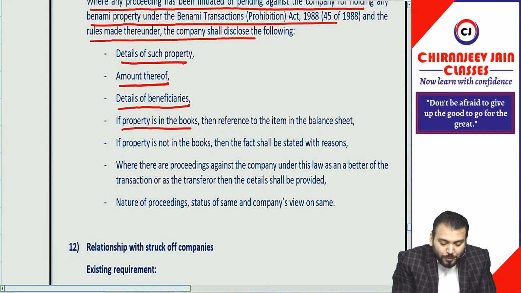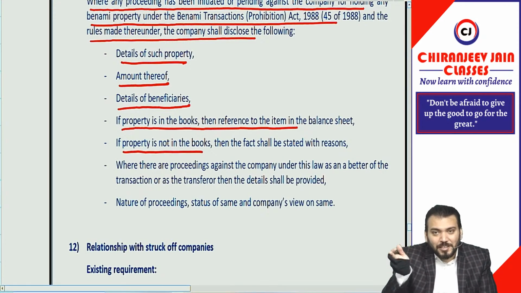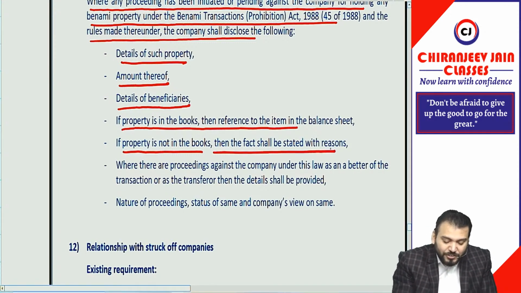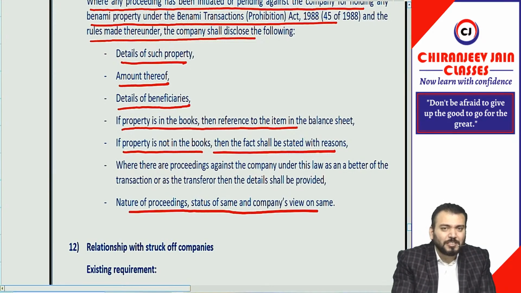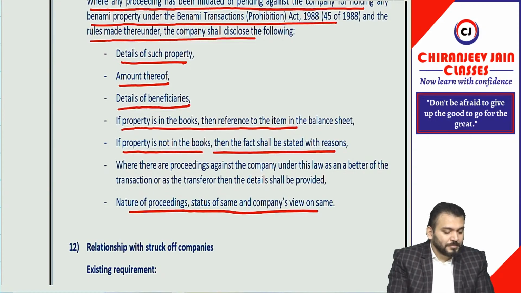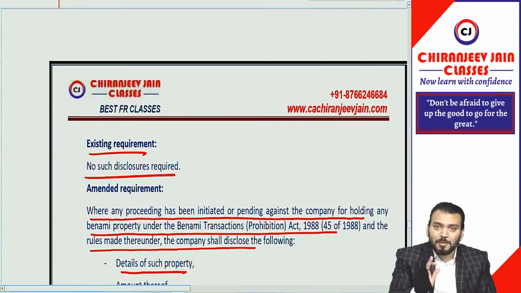If the property is in the books, then reference to the item in the balance sheet. Means if you are holding such property in the name of another party, then it is in our books. If the property is not in the books, means some other party has purchased the property in our name. It is quite possible, yes sir. Then the fact shall be stated with reason. Now nature of proceeding, status of same, company's views on the same, this is the information which is required to be disclosed. Got it? This also you have understood? Any doubt? Benami property held, you understood?